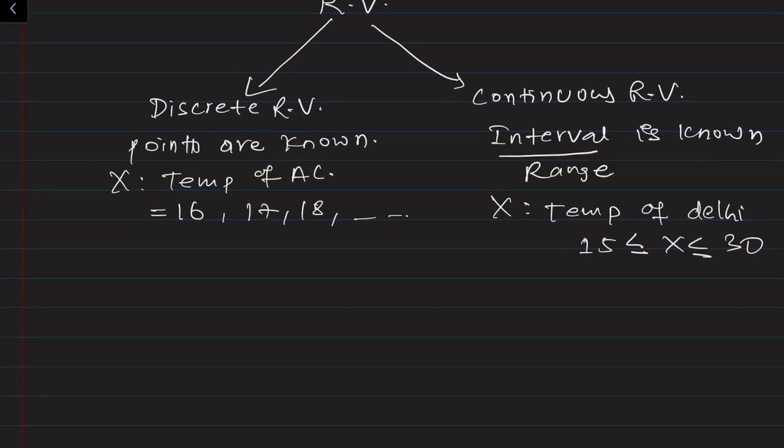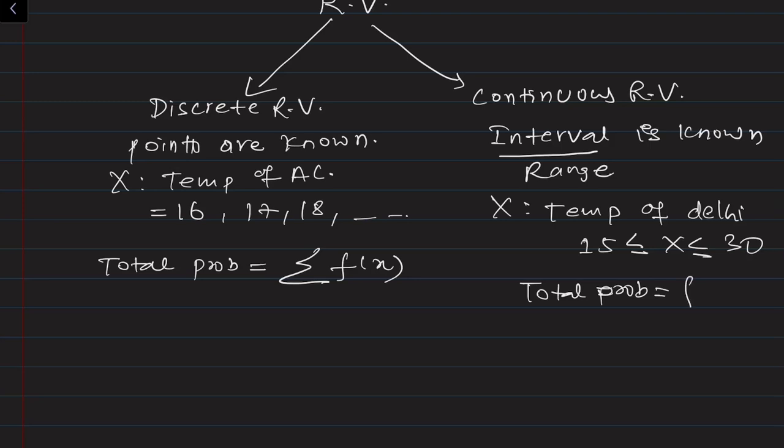And to calculate the total probability in discrete random variable, we use summation. And in continuous random variable, we use integration.